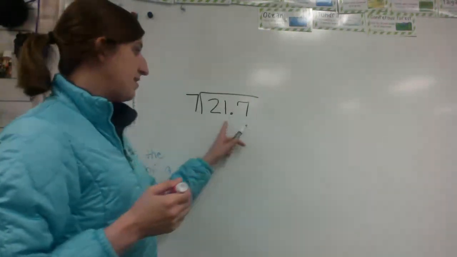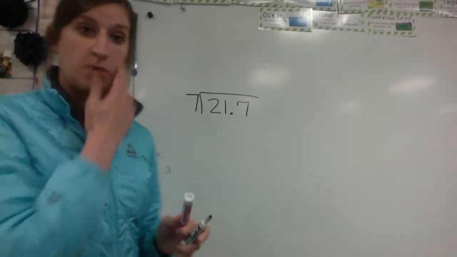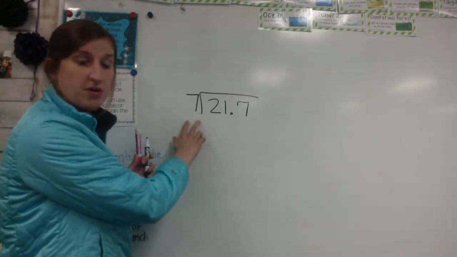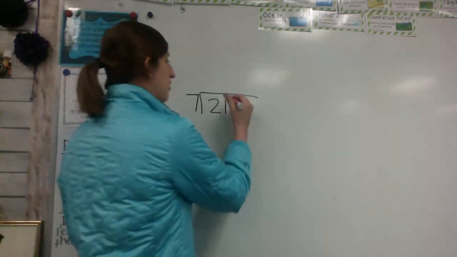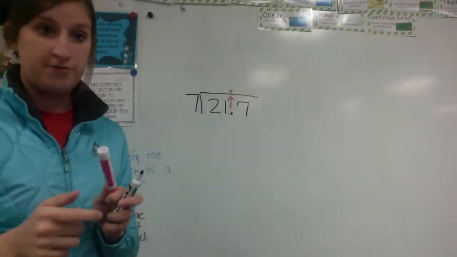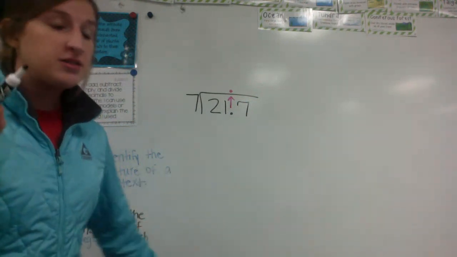So let's say in this situation, there is only a decimal point in the dividend. You're checking to see, is there a decimal here? No. If there's not, then what you will always do is just move that decimal straight up and solve, okay?